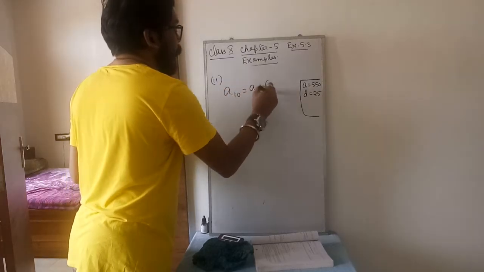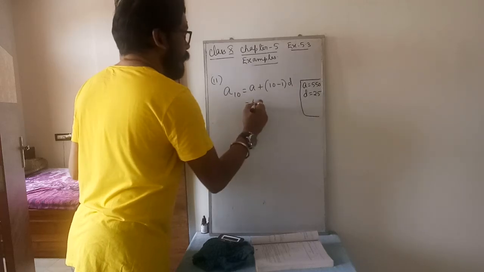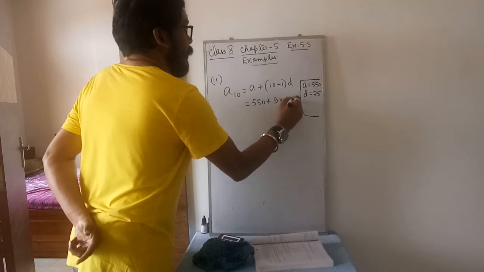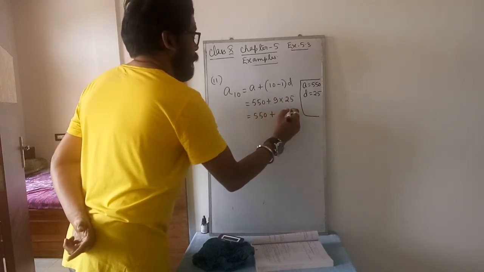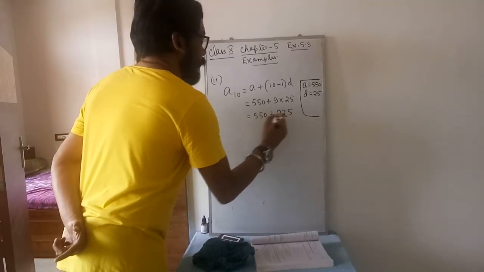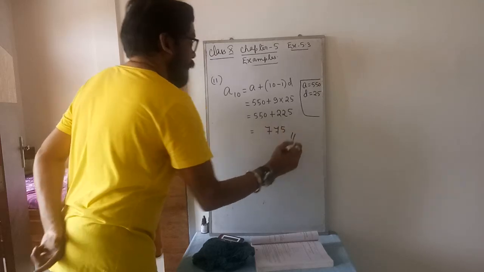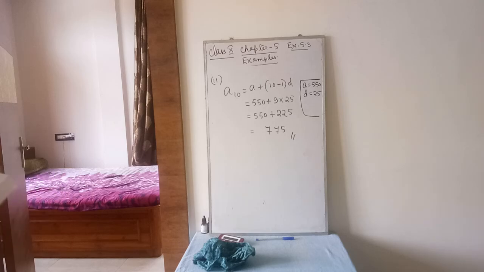So it is A plus 10 minus 1 into D. What was my A? 550. 10 minus 1 is 9. D is 25. So it is 550 plus 9 times 25, 225. So 550 plus 225 is 775. So take the screenshot. This is the production in the 10th year. 775.